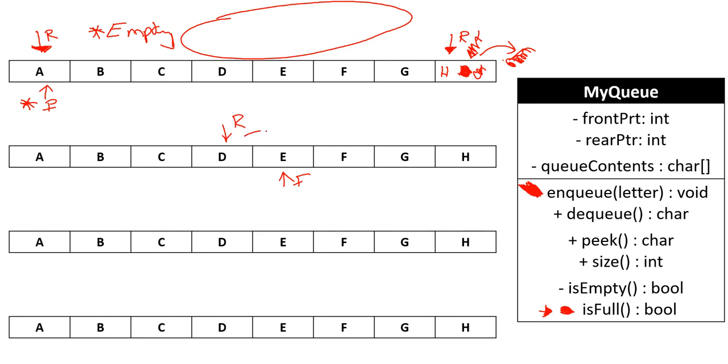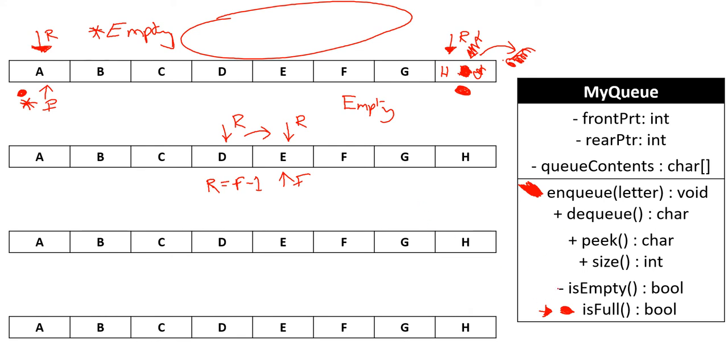We don't want to end up in a situation where we add to the list and the rear pointer and the front pointer are at the same place, because we'll end up with that being empty. So we need to check the rear pointer versus the front pointer. Is the rear pointer equal to the front pointer minus 1, or is the rear pointer at the end location and the front pointer at 0? Those are the two conditions we're going to have to check for is full on a circular queue.